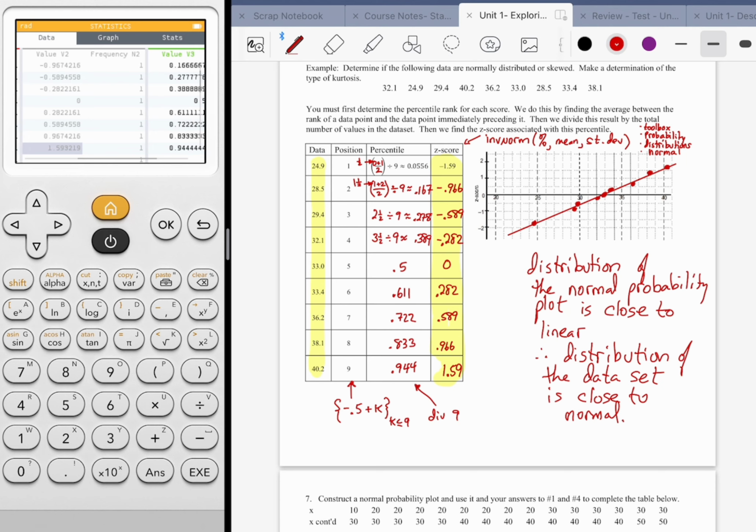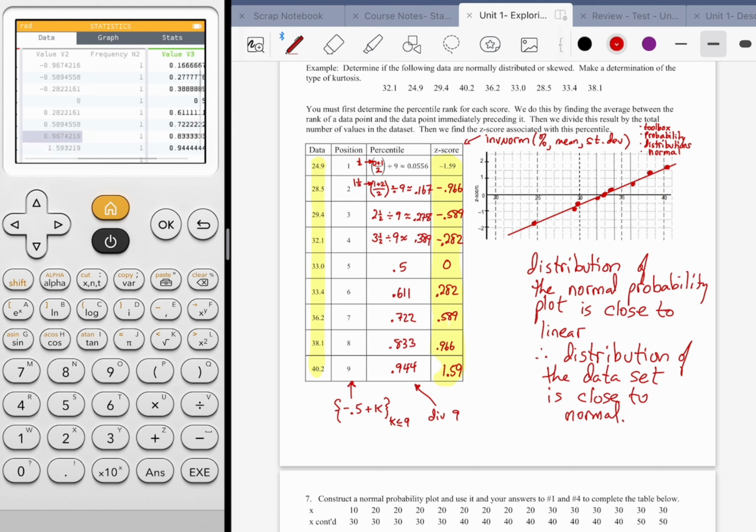Let's say it's multimodal. You would still have to rank the values, except let's say you had 7 24.9s. All 7 of those 24.9s would have to be accounted for, so you would rank including the repeated values.